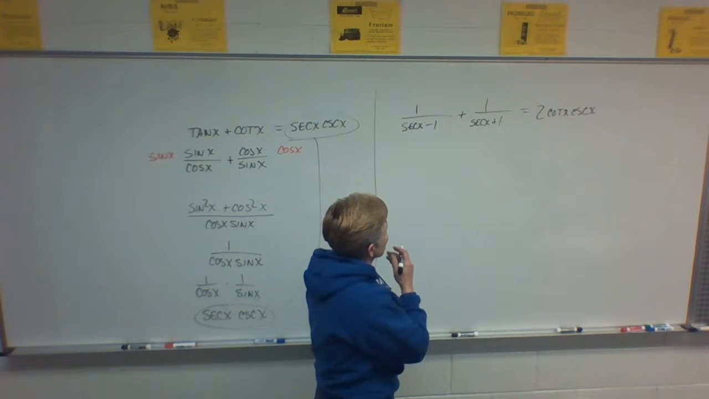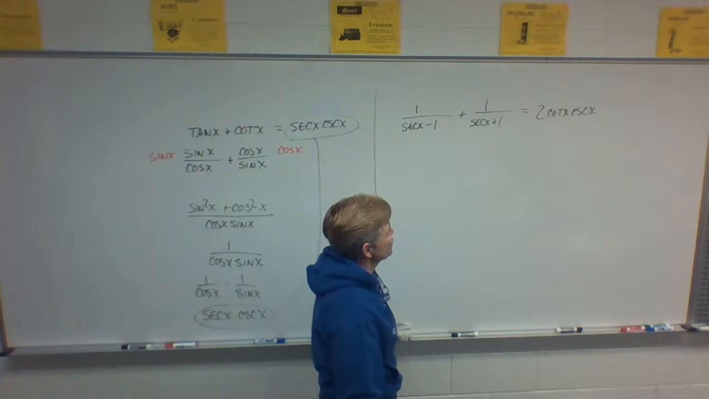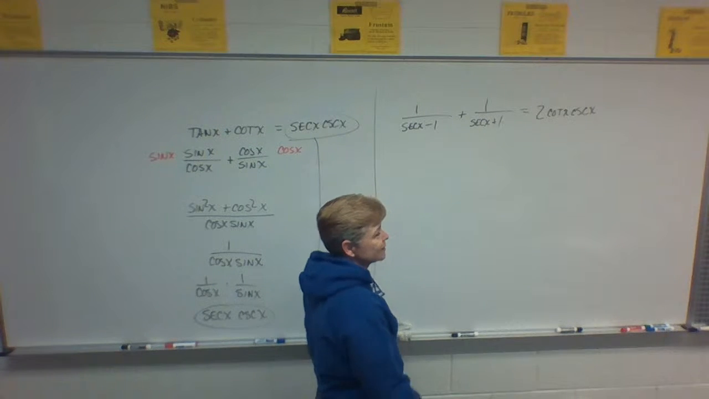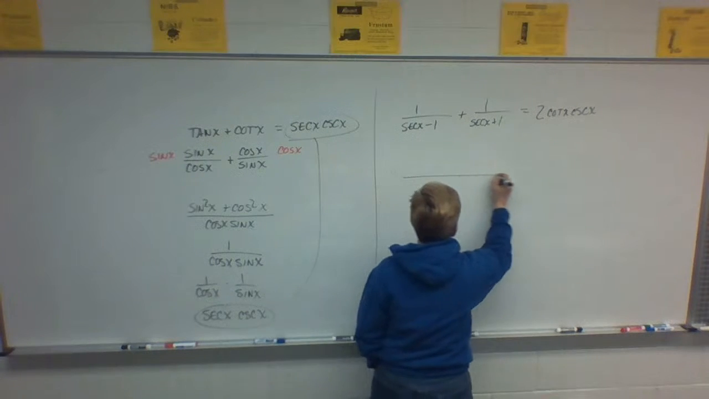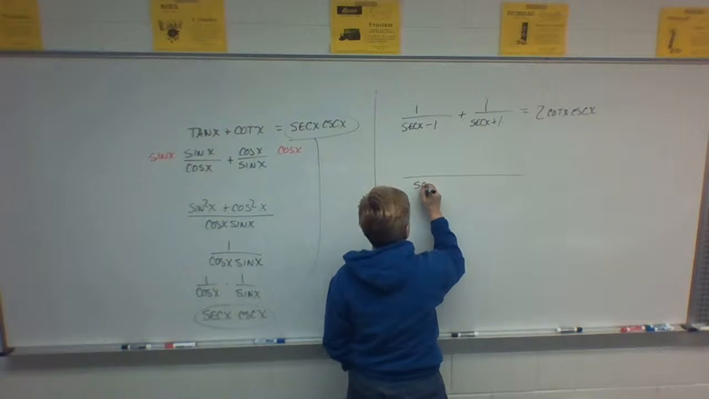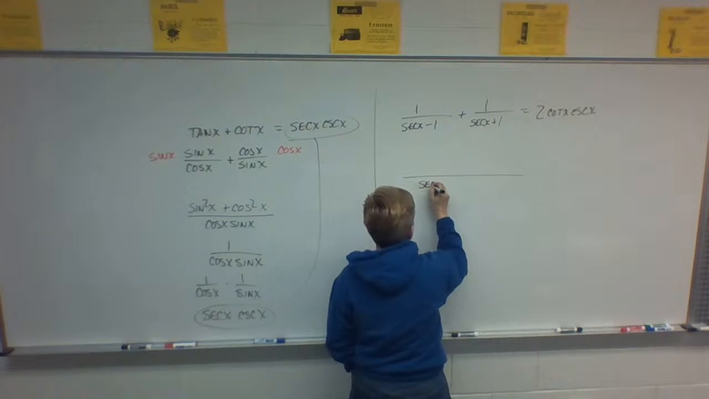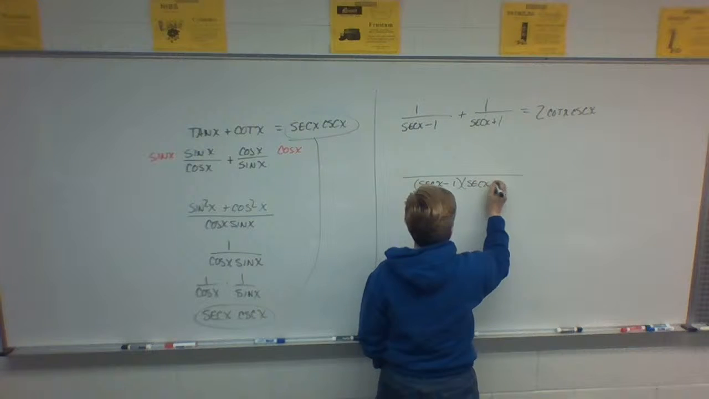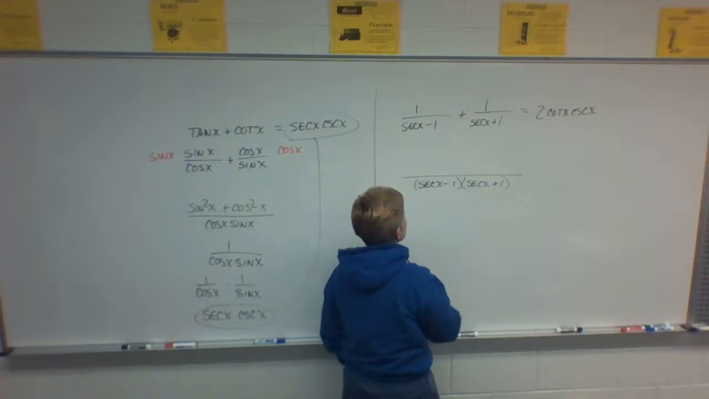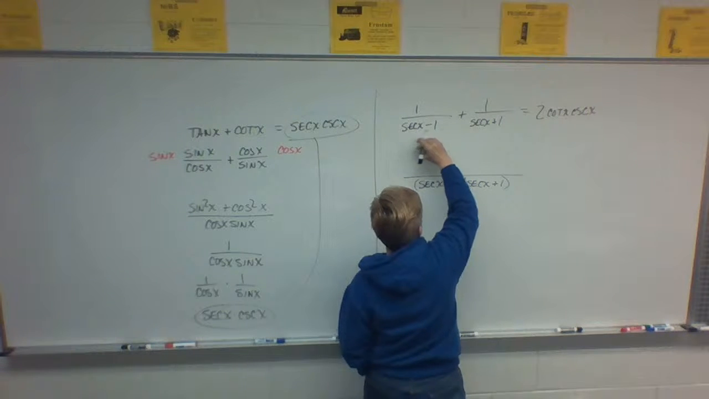All right, so do you want to work on the left or the right? The right's nicer. I want to work on the right. No. Bite the bullet, work on the left. Common denominator, right? Secant x minus 1 times secant x plus 1. That's my common denominator. This one is just a 1, and it needs to be multiplied by the piece that this is missing, which is that.